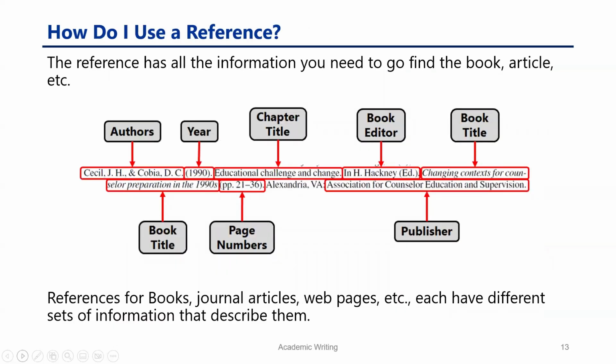So what do we do with these references? A reference has all the information you need to go find the book or article or whatever that author used when they were writing. In the example reference from this video, we see it contains the authors, the year, the chapter title, the book editor, the book title, the page numbers, and the publisher. So we know that Cecil and Cobia was a book.